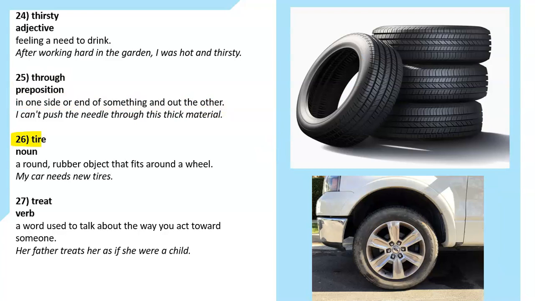Our next word is tire. Tire is a noun and it is a round rubber object that fits around a wheel. My car needs new tires. Of course, this is what a tire looks like. Can you think of any other vehicles other than a car that use tires?